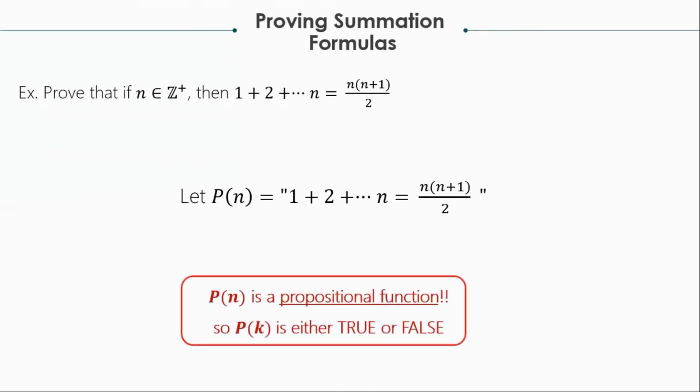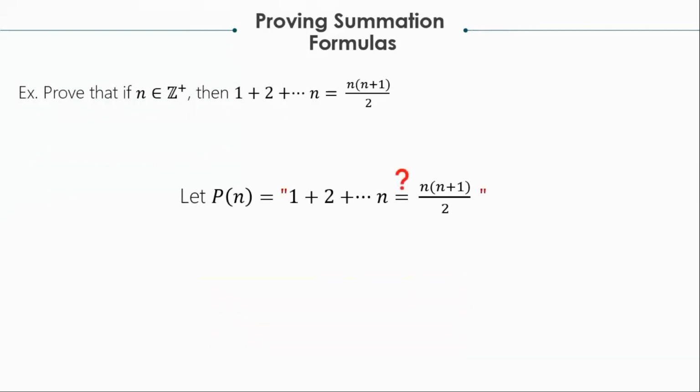So Pn is a propositional function. When you put a value in there, the result is either true or false. We're asking, is that equal sign true? We can never take that equal sign for granted. We can't assume it to be true for everything. We're trying to show that it's true for everything, for all the values of k.